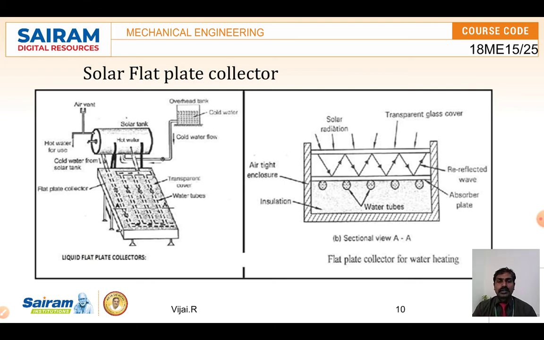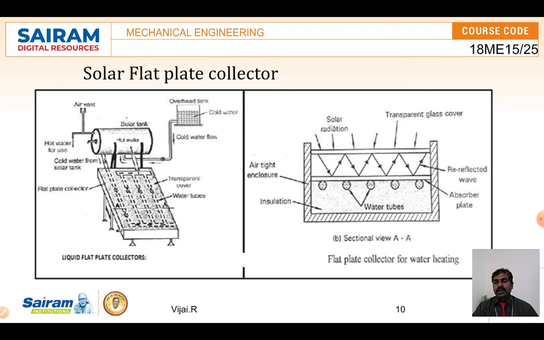In the top layer, the transparent glass permits the solar radiation inside. At the bottom of this absorber plate, it absorbs the heat, and below that the water pipes are going. So the water pipes are getting heated up because of the absorber plate. It gets the heat directly from the sun, and it becomes hot water, and it is filled in the solar tank.